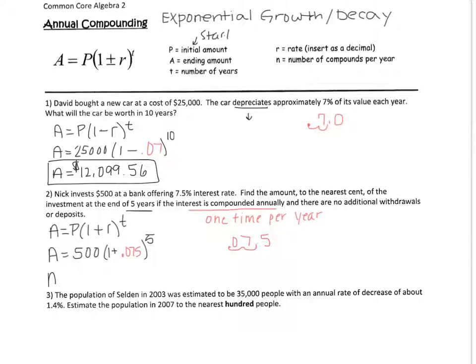Okay, you should have gotten approximately $717.81. So at the end of 5 years, Nick would have grown his $500 to $717.81.